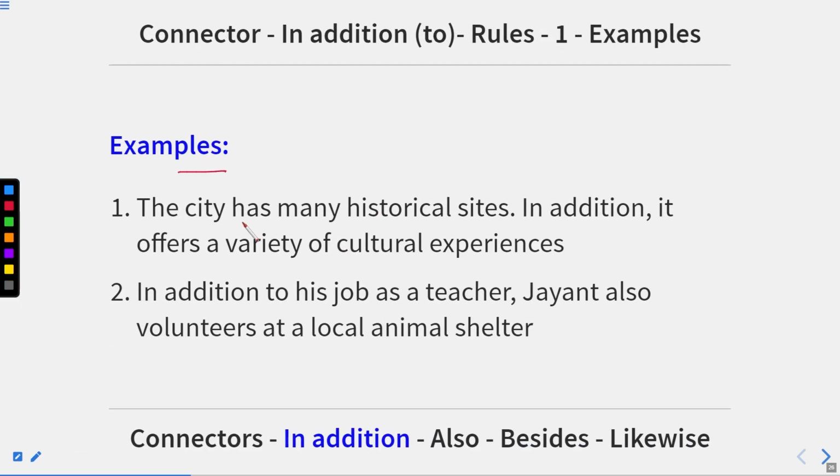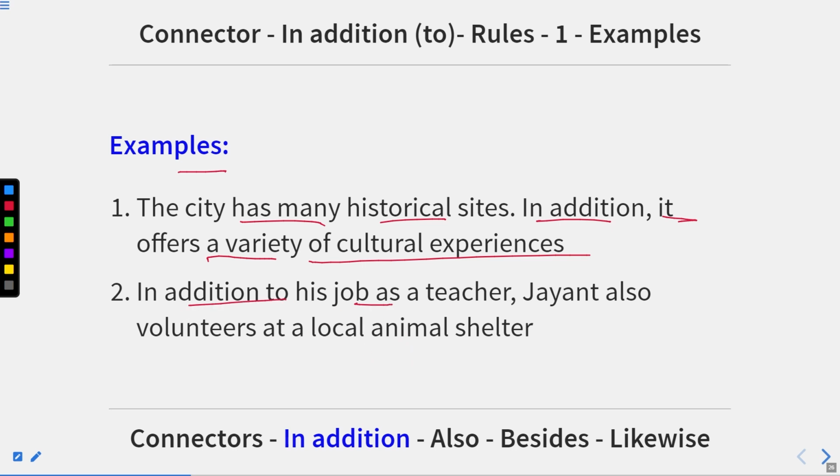For example, the city has many historical sites. So this is one sentence. In addition, it offers a variety of cultural experiences. So here we are talking about a city which has many historical sites, and in addition, it offers a variety of cultural experiences. It means it is just providing an extra point about the city, just to elaborate how beautiful or how important that city is. So it is just adding the attributes of that particular city.